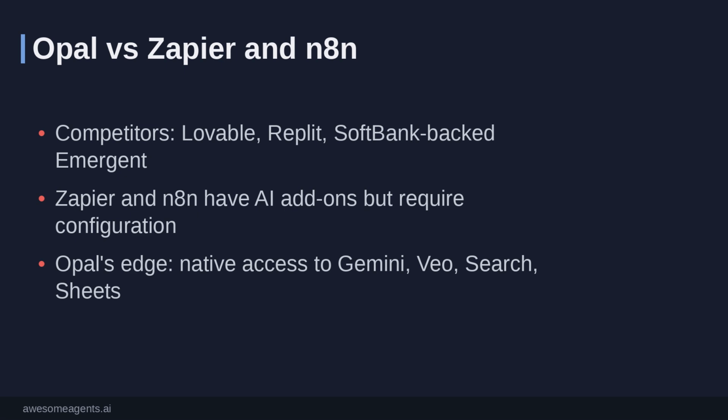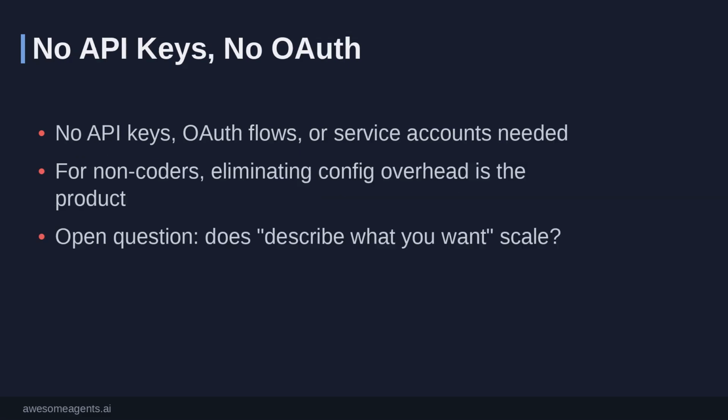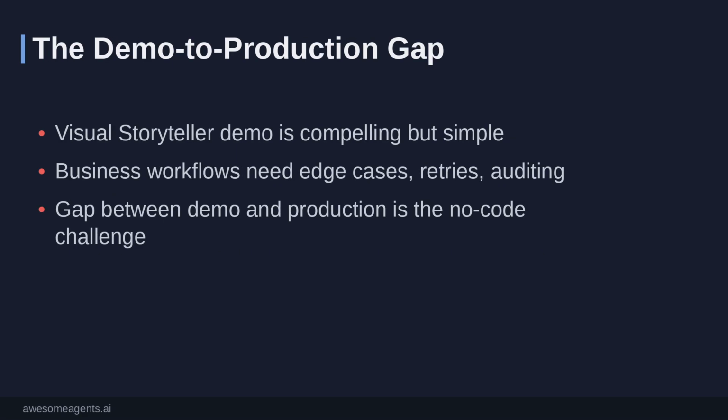Now, the skeptic in me wants to ask, how is this different from what Zapier or N8N have been doing with AI add-ons? Integration depth. The agent has native access to Google's full model stack. Gemini, VO, Search, Sheets, no API keys, no OAuth flows, no service accounts. So the killer feature is really that there is no configuration overhead. For someone who has never written code, that is the product.